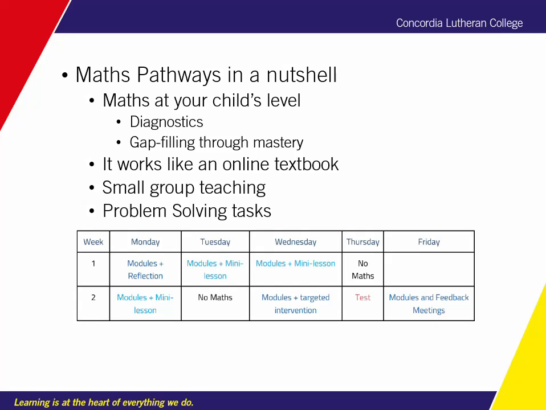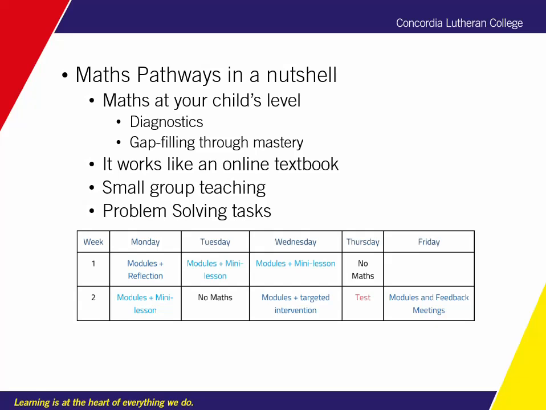Now, the table we've got there is a rough idea of what a cycle would look like. A cycle is 2 weeks. It goes from your child working independently on modules, to being involved in mini lessons, to targeted intervention, which is one-on-one help where the teacher is sitting with your child, specifically working on things they have trouble with. The problem is that in a traditional classroom, we usually miss out on that, so your child's not getting the one-on-one help that they really want.